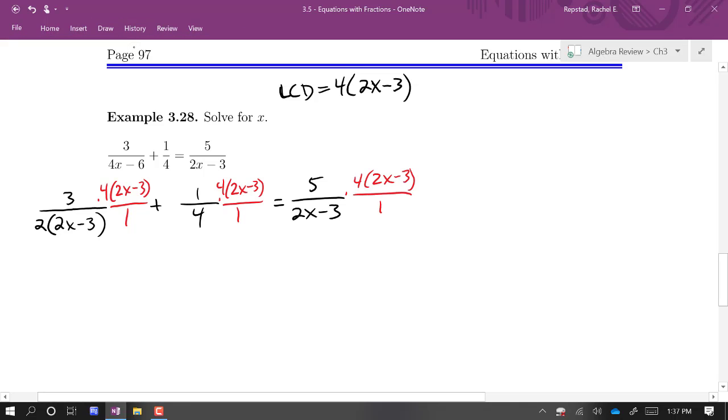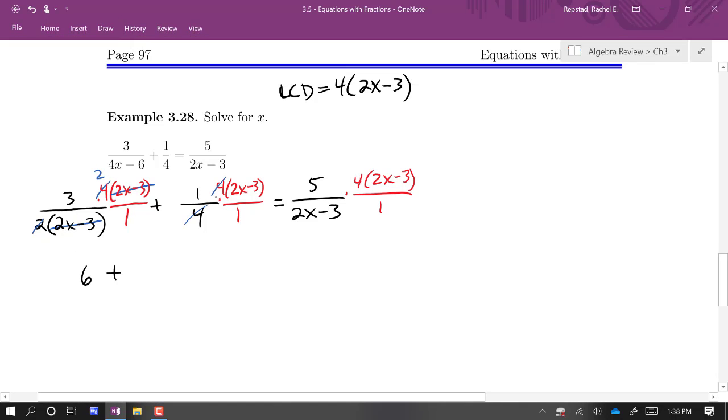Now I can do some canceling, right? All of our denominators, if I've chosen my LCD correctly and I go through this and don't make any mistakes, my result after this step will be an equation that has no fractions. So here I can cancel the 2x minus 3. 2 goes into 4 twice, so this first term is 6.